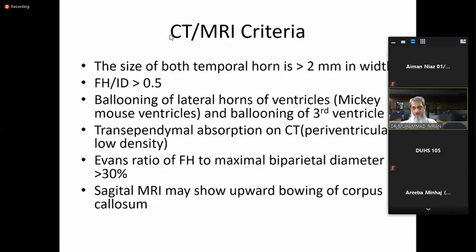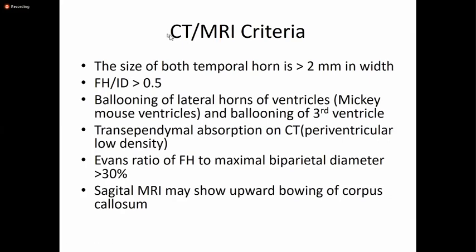These are the common CT findings. This is very important if you want to learn the CT scan to pick up hydrocephalus. These are the very important points, and we will go on one by one, and I will show you the pictures as well. So how do you pick up hydrocephalus on the basis of CT scan and MRI?